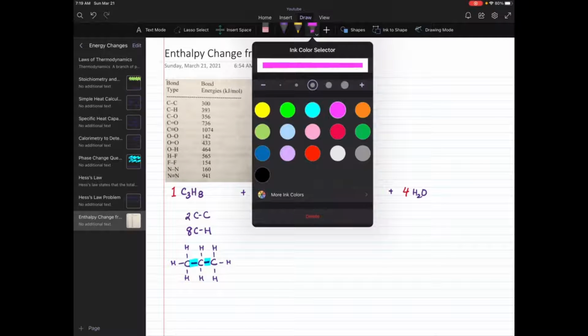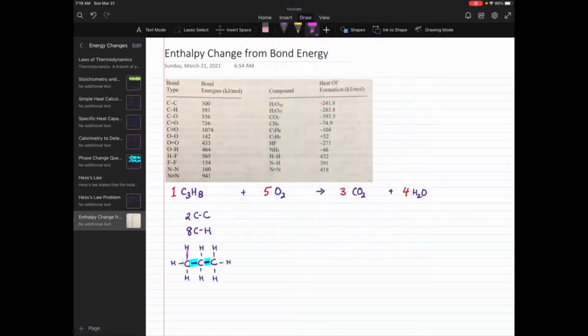For the carbon hydrogen, we have 1, 2, 3, 4, 5, 6, 7, 8. So we have 8 carbon hydrogen bonds, right? And that is how I got my information above. I have 2 carbon-carbon bonds and 8 carbon hydrogen bonds. And I'm just going to multiply it by 1 as a coefficient because I only want one of these molecules.